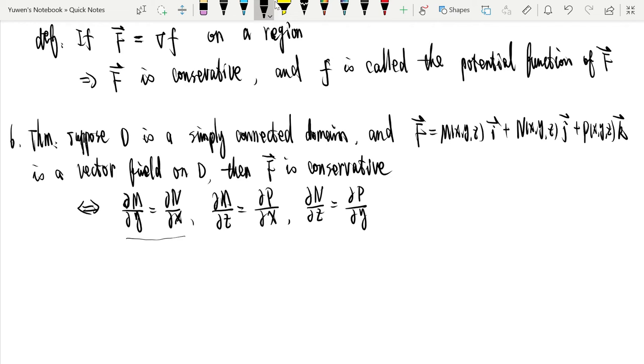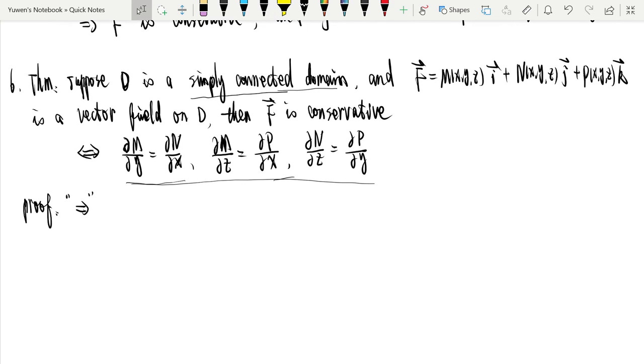So the theorem supposes that the condition is that D, the domain or the region, is simply connected, and the second condition is that F should satisfy this equation. For the proof, we only prove the first part, that is, if it's on a simply connected domain, then we get this equation, the necessary condition. The second part should use the Stokes theorem. We will prove it later.